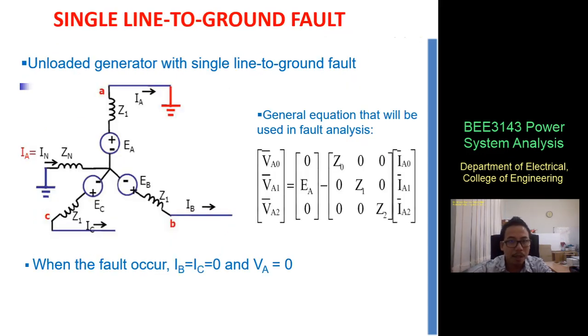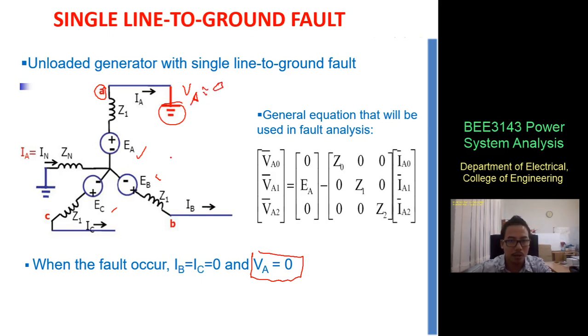First, the case of a generator with a single line to ground fault. This is an example figure. You have three phases: phase A, phase B, and phase C. For a single line to ground fault, one line is grounded. In this case, phase A is grounded. When phase A is grounded, ground means zero, so VA equals zero.